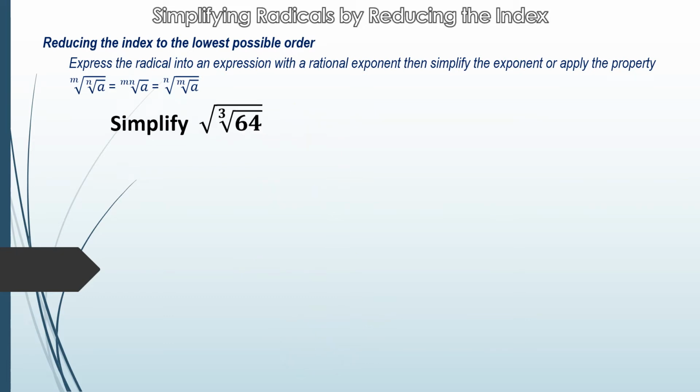Another example. Simplify the square root of the cube root of 64. Applying the laws of exponent, this expression is the same as the sixth root of 64. So we simply multiplied the two indices. 2 times 3, so we have 6.